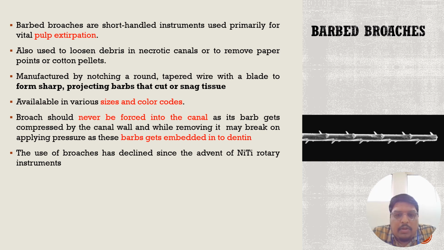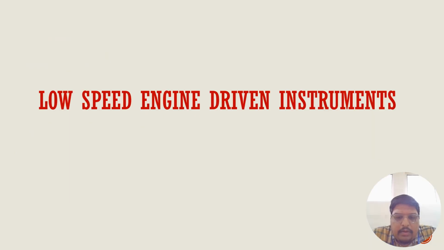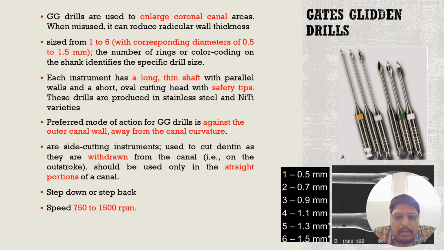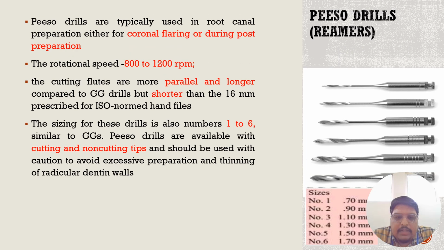Includes barbed broaches, short-handled instruments, sizes and color codes. Broaches should never be forced into the canal. In the case of low-speed engine-driven instruments, this includes GG drills, Gates-Glidden drills, with a long thin shaft and safety tips, preferred for cutting against the outer wall, away from the furcation region.